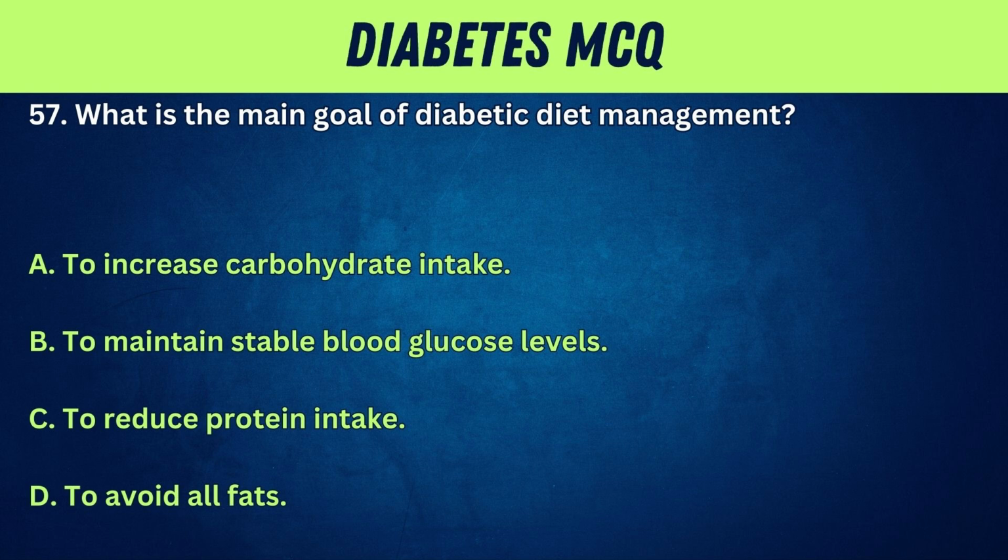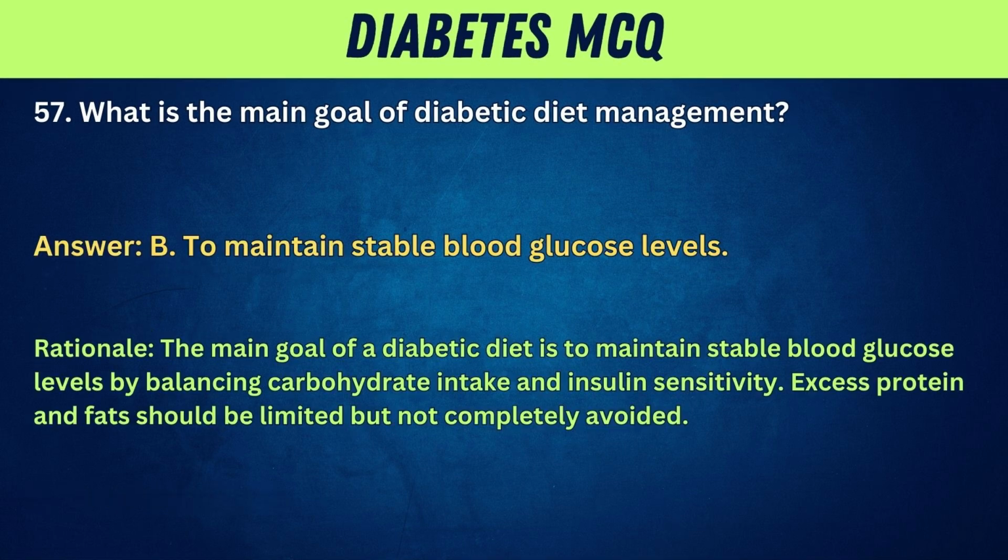57. What is the main goal of diabetic diet management? A. To increase carbohydrate intake. B. To maintain stable blood glucose levels. C. To reduce protein intake. D. To avoid all fats. Answer: B. To maintain stable blood glucose levels. Rationale: the main goal of a diabetic diet is to maintain stable blood glucose levels by balancing carbohydrate intake and insulin sensitivity. Excess protein and fats should be limited, but not completely avoided.